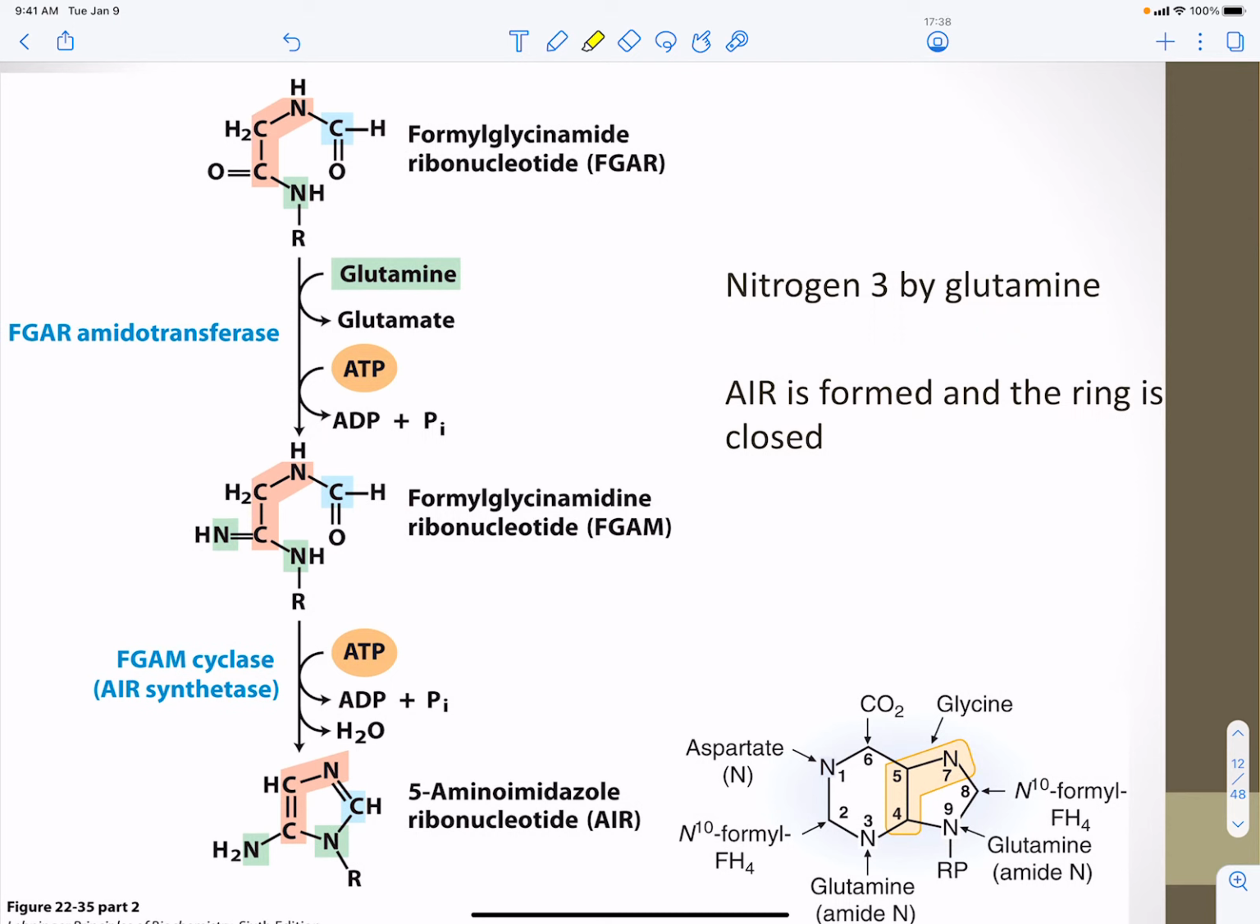All right, then after this, you're going to add another nitrogen from glutamine. And so now we are in this position. Oh, sorry, I messed up that one. That was the first one. We're adding nitrogen 3 now, so we're building off in this direction. And so this is going to be by a formylglycinamidine ribonucleotide aminotransferase. This step also is going to require ATP, and you get AIR formed, which is down here. You get a 5-aminoimidazole ribonucleotide formed, and the ring closes.